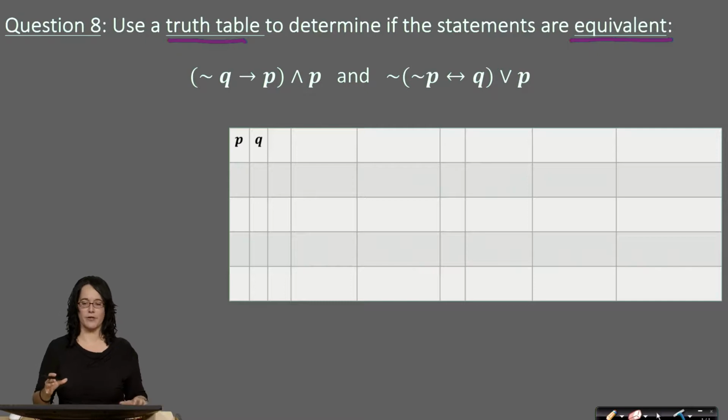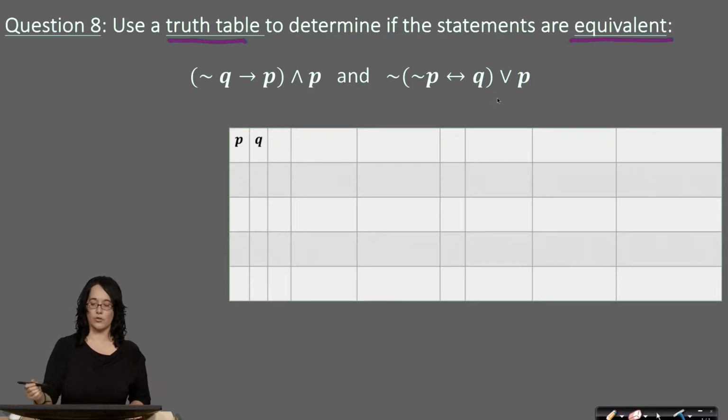So here we have two compound statements. The first one is parentheses, not Q, arrow P, close parentheses, and P. So basically this is saying, if Q does not happen, then P follows, and P must happen. The second statement is negation of parentheses, not P, double arrow, that's our biconditional, Q, close parentheses, or P. So that's saying it is not true that not P happens if and only if Q happens, or P must happen.